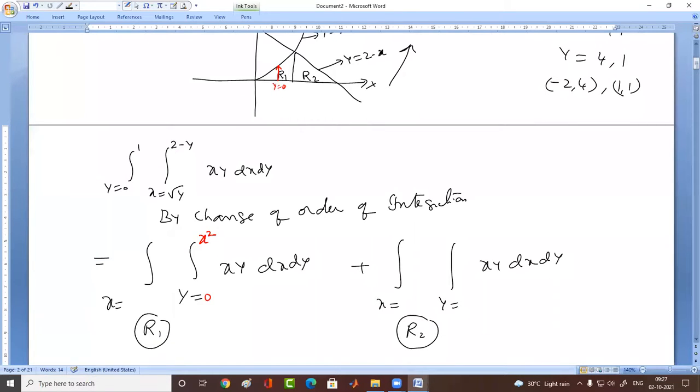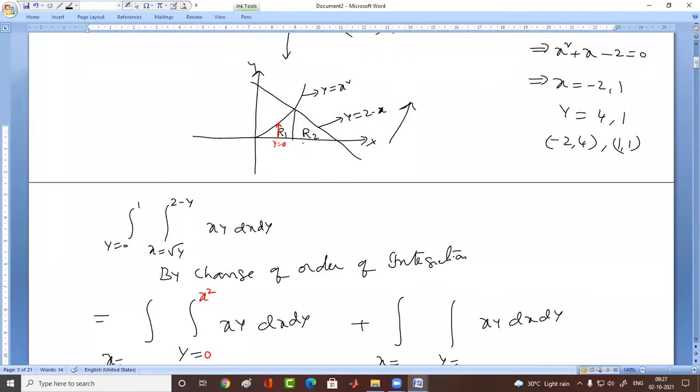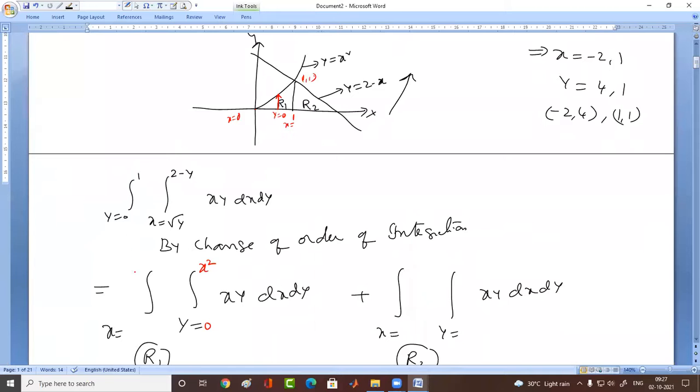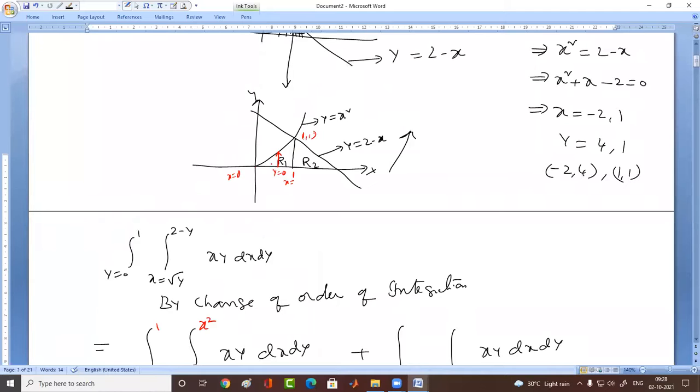Okay. Now along the x-axis, the point of intersection is (1, 1). Here x equals 1, and here x equals 0. So the limits are x from 0 to 1. Okay, fine. For the R2 region, again the lower curve is this one to this one.